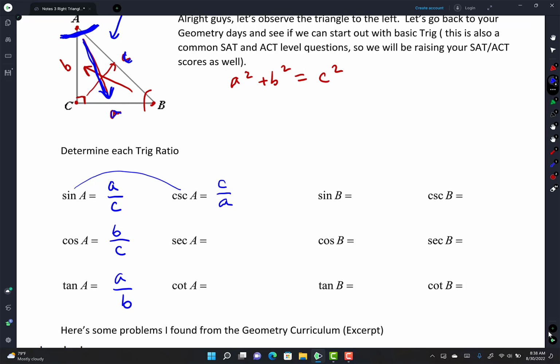SEC, you pronounce it secant. So secant of A. Oh, what happened? Let's say it. Oh, sorry, miss. SEC, you pronounce it secant. Secant's a reciprocal of cosine. So you just go c over b.